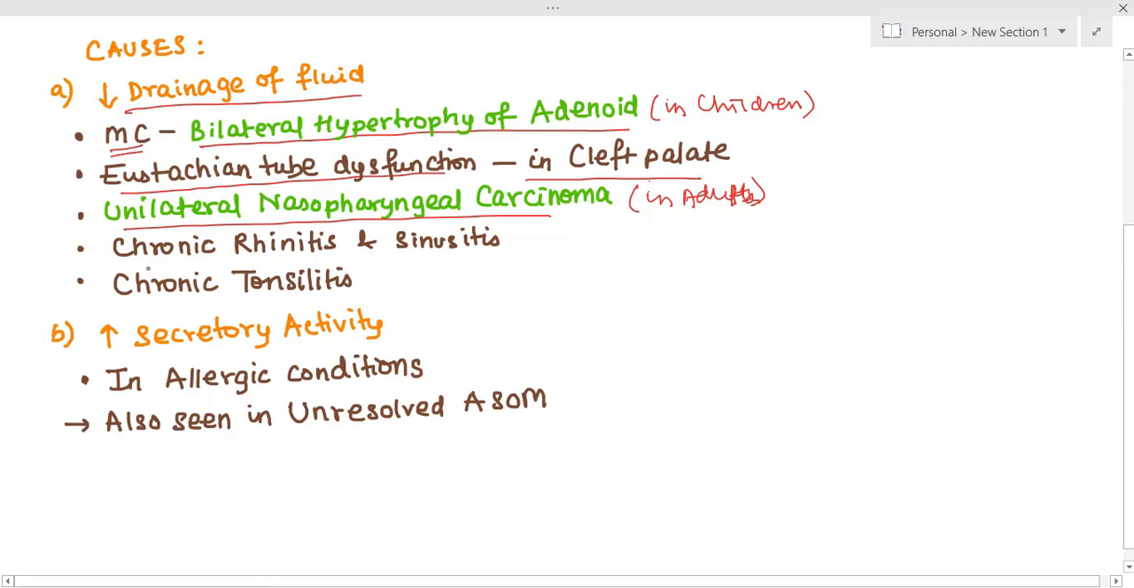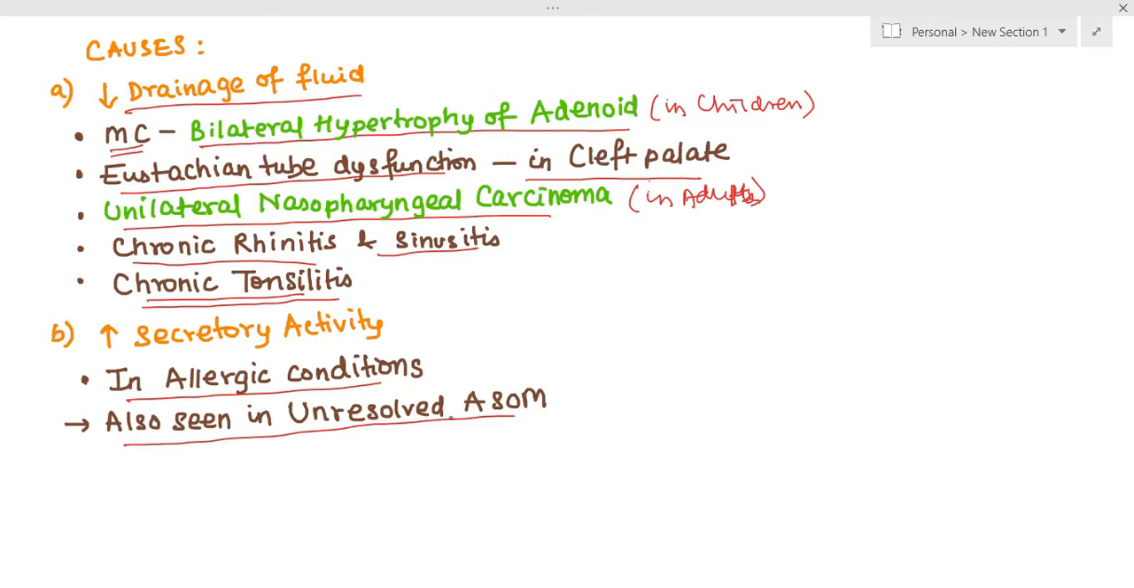Then the patient can be suffering from chronic rhinitis or sinusitis as well. It can also be due to chronic tonsillitis. Now the second cause can be due to increased secretory activity of the middle ear cleft. So it can be seen in allergic conditions and also in unresolved ASOM. If you don't treat the ASOM patient very well and you give insufficient antibiotics, it just suppresses the infection. It doesn't cure it.